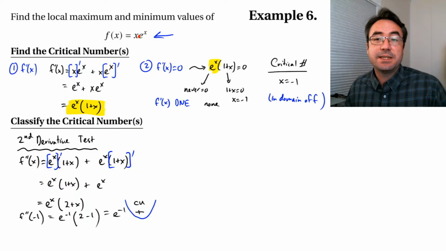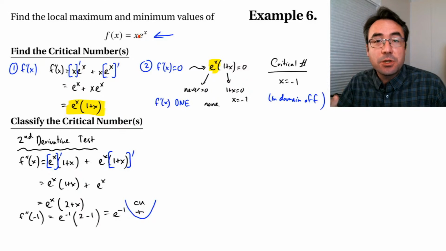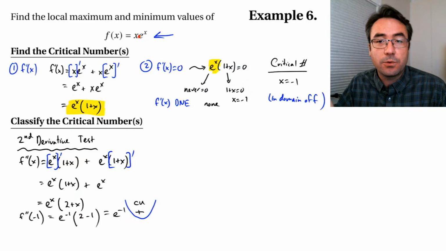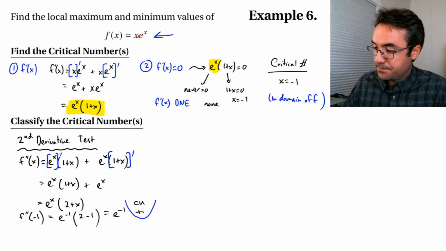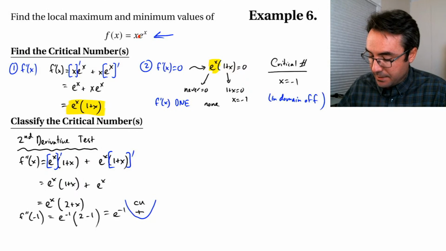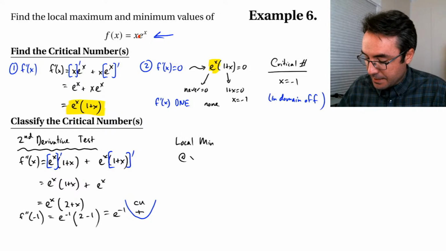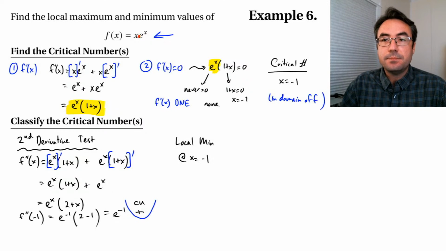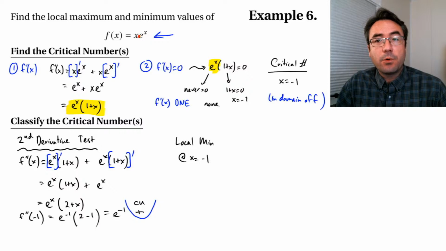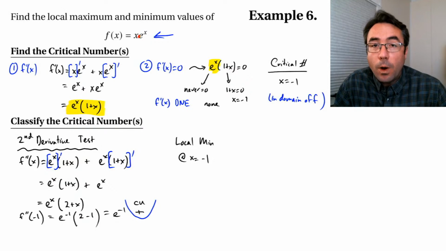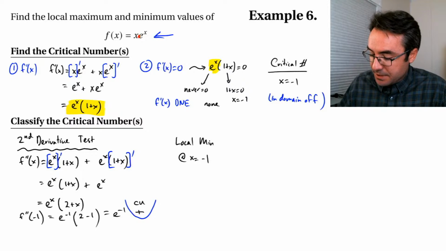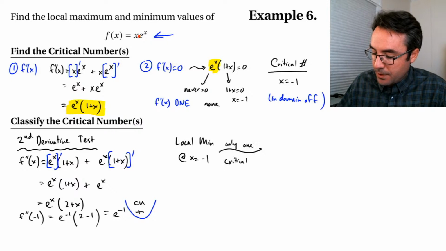So what the second derivative test says is not only does it look like we have a local min, we actually do have a local min at this critical number. So we have a local min at x equals -1. Now, we can say a little bit more about this because there's only one critical number. So not only is it the local min, but because there's only one critical number, we can say that it's actually the absolute min.